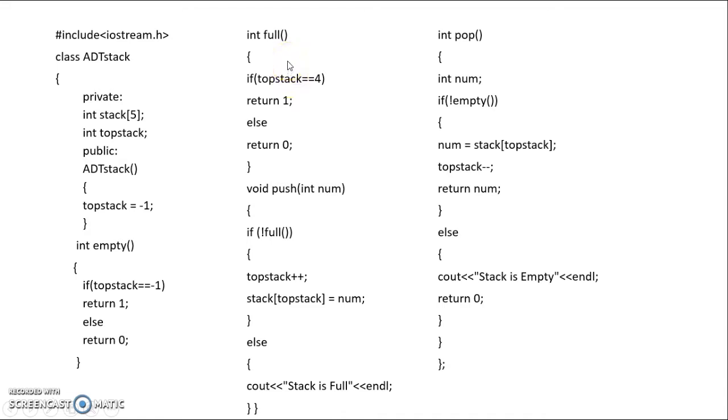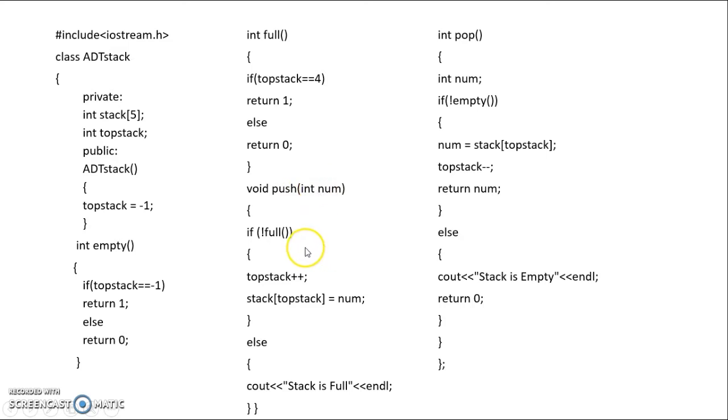Next, the full function, which detects whether the stack is full. If top is equal to 4, it will return true, else it will return 0, false. At the beginning, we declare that top is equal to -1. So every time a data element is added, it increases by 1. So 5 elements will reach index 4, because 0, 1, 2, 3, 4, and then it matches that the stack is full.